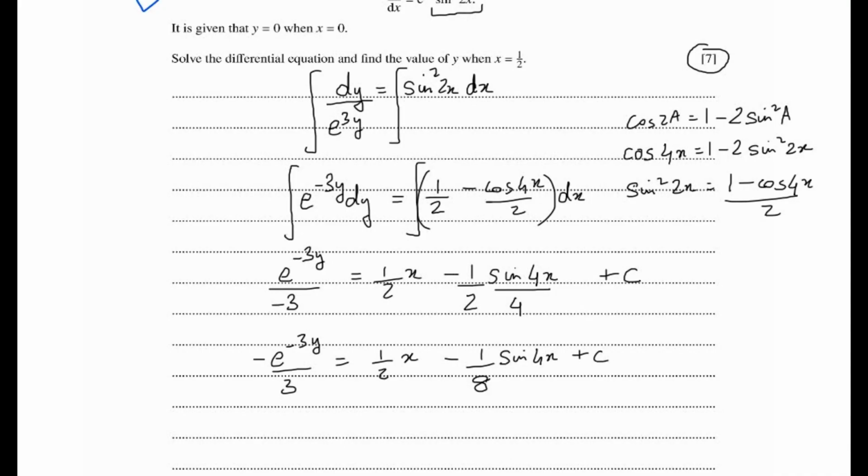The next step, as always, is to find the value of c using y equal to 0 and x equal to 0. That's given to us. So when x is 0, y is 0. I'm going to replace those values here. So we get minus e to the power of 0 by 3 is equal to 0 minus 1/8 of sine 0 plus c.